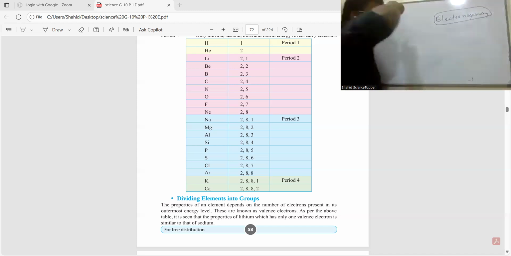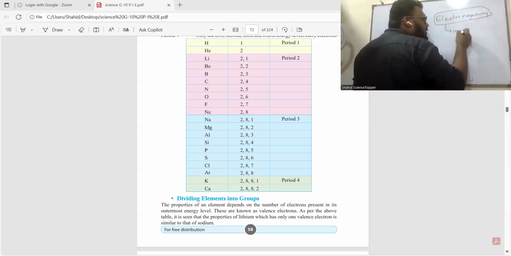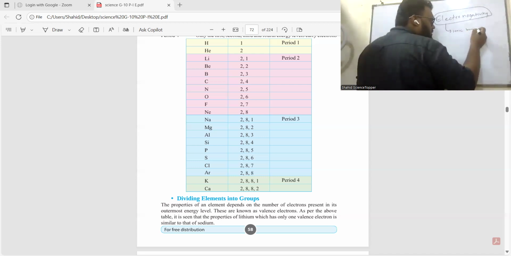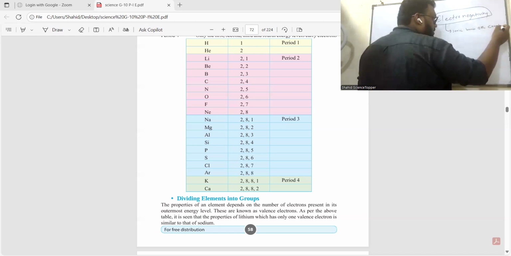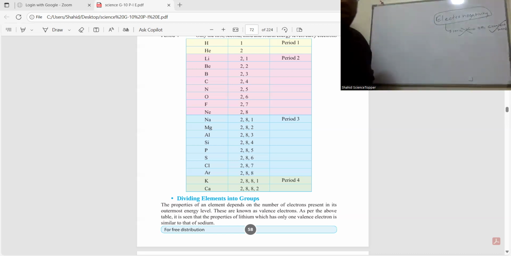Electronegativity is basically related to ionic bonds or covalent bonds. It is related to covalent bonds. So we know covalent bond.